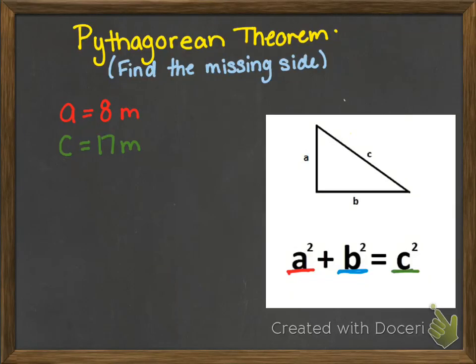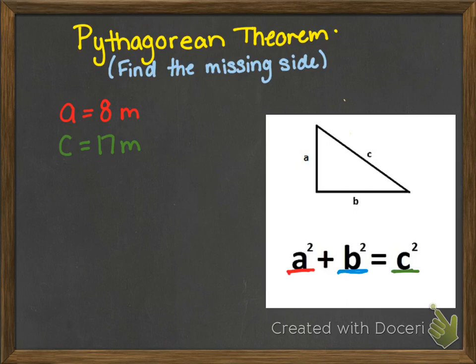All right, so we are being asked to find the missing side of a right triangle, and we're going to use Pythagorean theorem to solve this. So we're given two pieces of information, so two side values, and we are looking for the third. So in this example, we get A is equal to 8 meters.